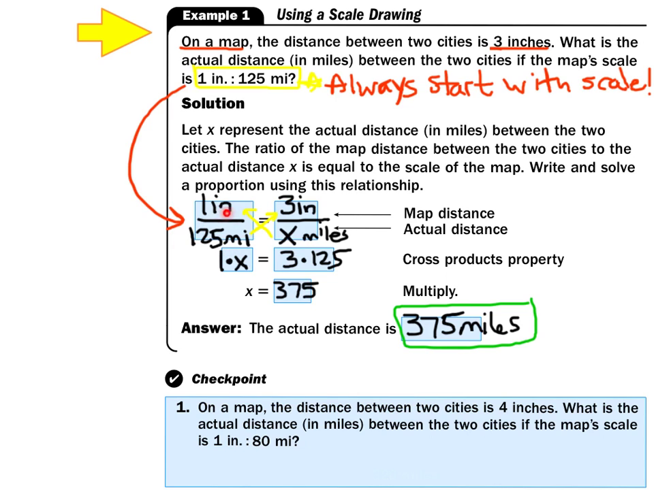And then what I did is, see the label of inches? I copied it on the top, inches, and then see the label of miles? I copied the miles on the bottom. And then notice that they started off by saying the distance between two cities is 3 inches. Well, obviously 3 inches is the distance on the map, not in real life. So I put the 3 inches on top and x on the bottom. And then I just used cross products. So x times 1 gave me 1x. And 125 times 3 gave me 375. So the actual distance between those two cities is 375 miles.